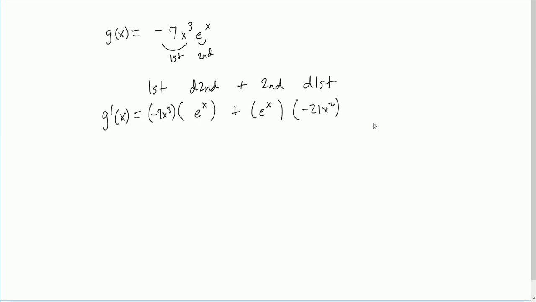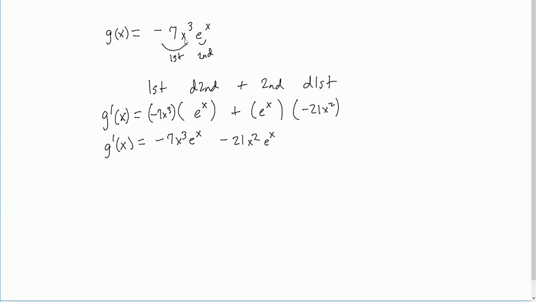Again, you could leave it like this if you'd like. Nothing wrong with it. I'm going to clean it up just a little bit to make it a little easier to type in. There's really no need for the parentheses on the first term here, so we can write it like that. On the second term, let's just flip it so e's at the end. So we have minus 21x squared e to the x. And that's just a cleaner way to write it, so you don't need all the parentheses and things.